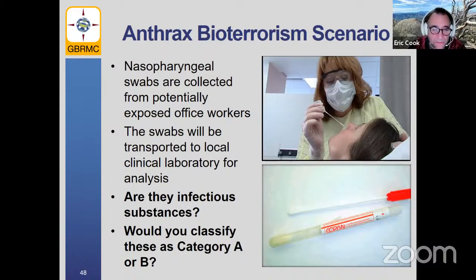So you've been asked by the ministry to go to the office building where this happened and collect nasopharyngeal swabs from potentially exposed office workers. The swabs will be transported to a local clinical laboratory for analysis. So the first question I want to ask is, are these infectious substances? The swabs that you've collected, are they considered infectious? Yes or no? What do you think?